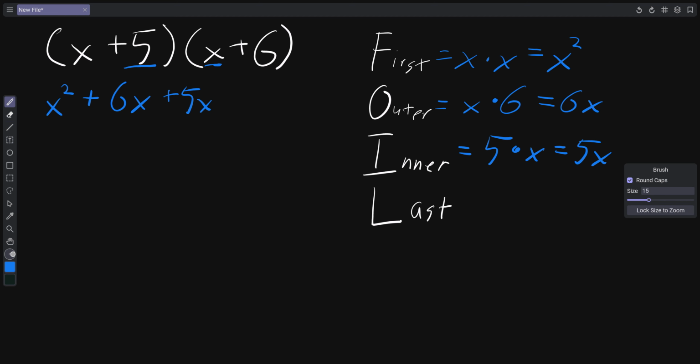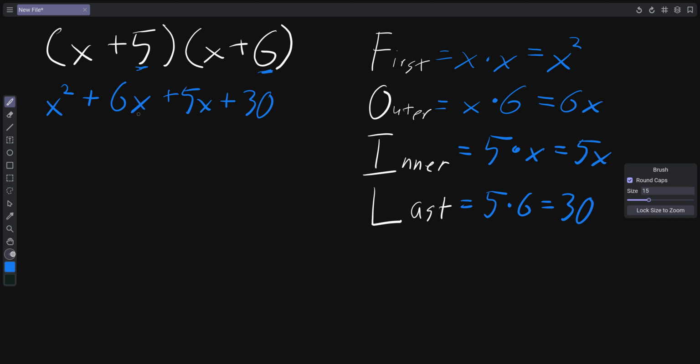And finally, we'll be working with what we call the last terms, and that is just the 5 over here and the 6 over here. So we multiply 5 and 6. That is going to give us 30. And because it's positive, we'll add it, 30. So now we have a total of 4 terms here.